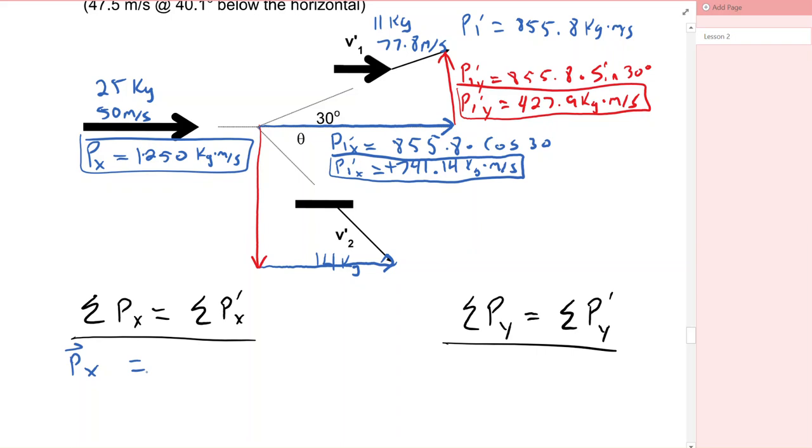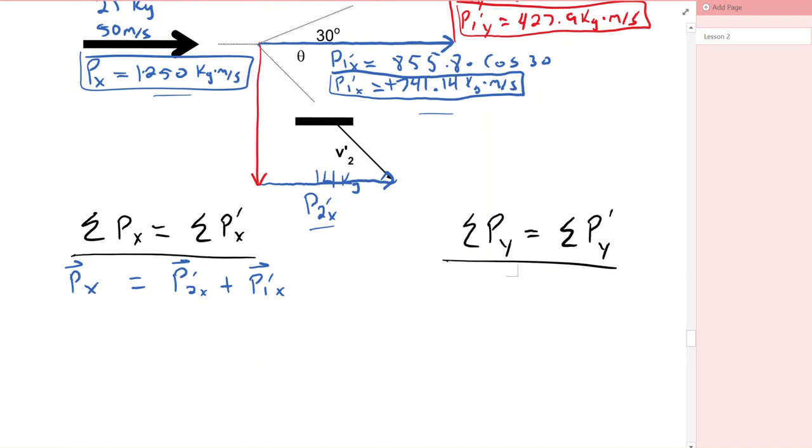So momentum in the x, that was the only thing, is equal to, and then for the momentums in the x after, well, we have 2 because we're missing this one, right? This was the momentum in the x, so momentum of 2 in the x after. And yeah, so we're missing that one. So we want to figure out what that one was. So that's going to be momentum 2 after in the x plus momentum of 1, or yeah, 1 after in the x. And that's it, right? It's just this one plus this one would equal that one. Okay, so let's fill in what we know.